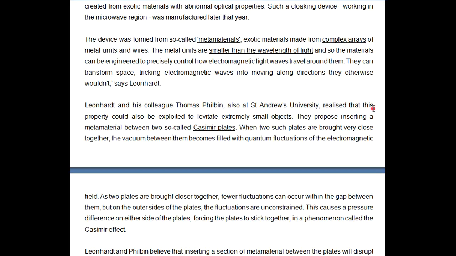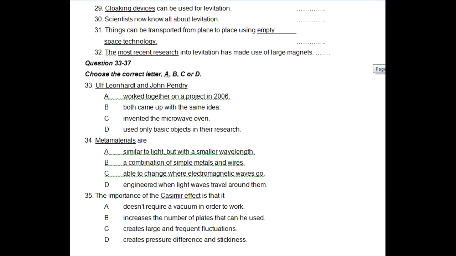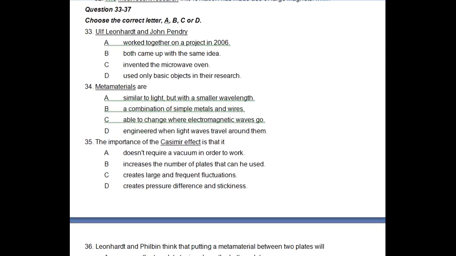Okay, so forcing the plates to stick together, actually, that is the importance. This is what he's saying. Let's go back. Does not require vacuum? Yes, it required vacuum. Increases the number of plates? They're not saying that, actually. Creates large and frequent fluctuation? No, they are saying unconstrained, right? Creates pressure difference, stickiness. This is what he said in the end. So that is the answer, right? So D is the answer. You can go back and read again to check yourself, right?